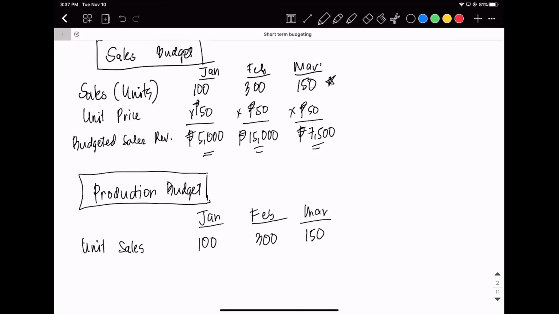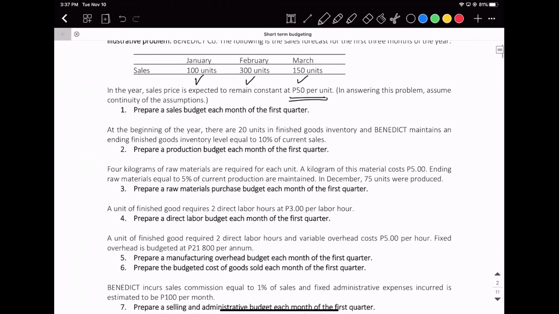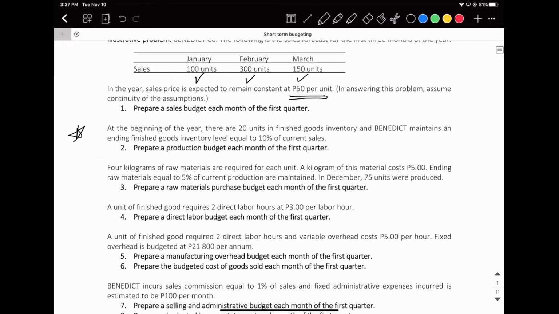So, paano yun? Balikan natin yung problem. Ito, number 2, this one. At the beginning of the year, there are 20 units in finished goods inventory. So meron pala tayo, no? Meron tayong beginning inventory, 20 units beginning of January. And then Benedict maintains an ending finished goods inventory level equal to 10% of current sales. So ito yung sinasabi ko na allowance, no? So nagme-maintain tayo ng allowance for unanticipated sales. So 10% ng current sales.